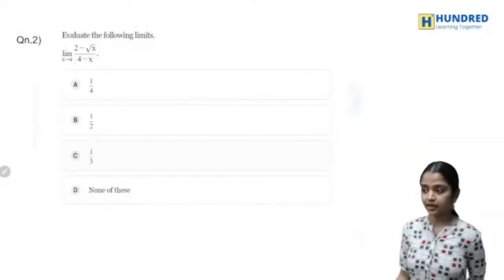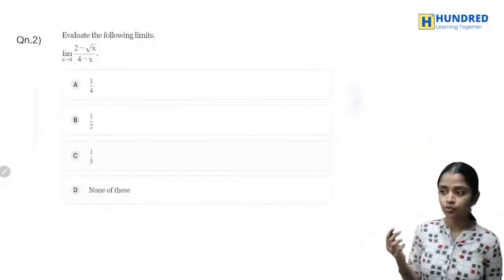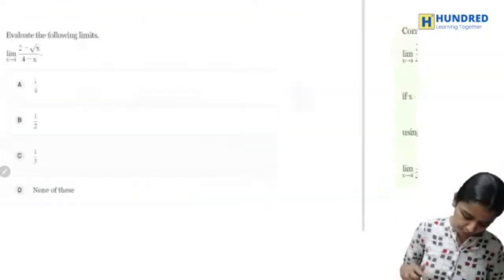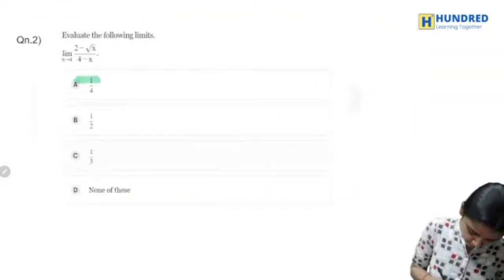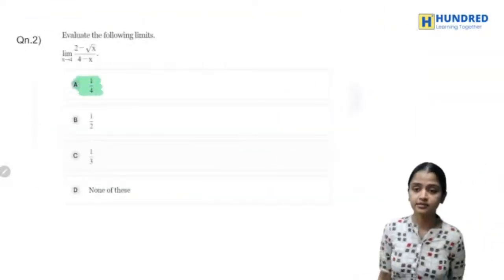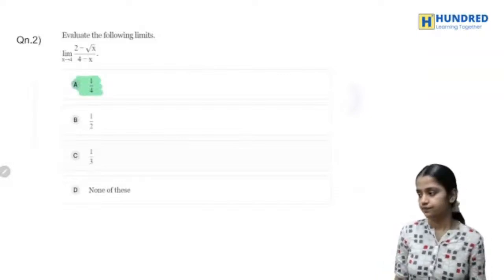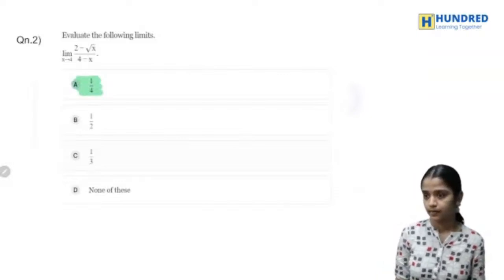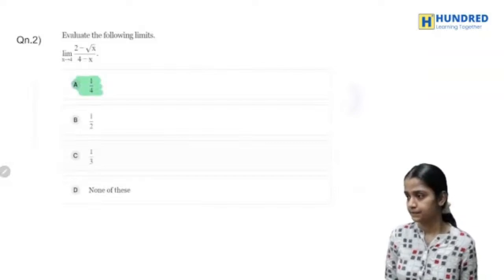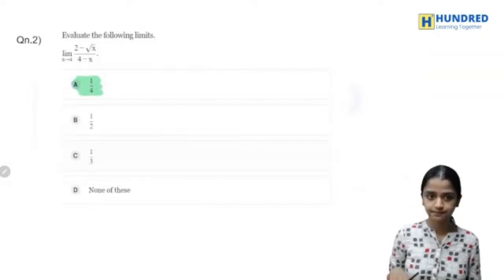So are you clear with the second question? If you're clear, just put clear. So your answer is 1 by 4. So option A is your correct answer. So are you clear? Okay.